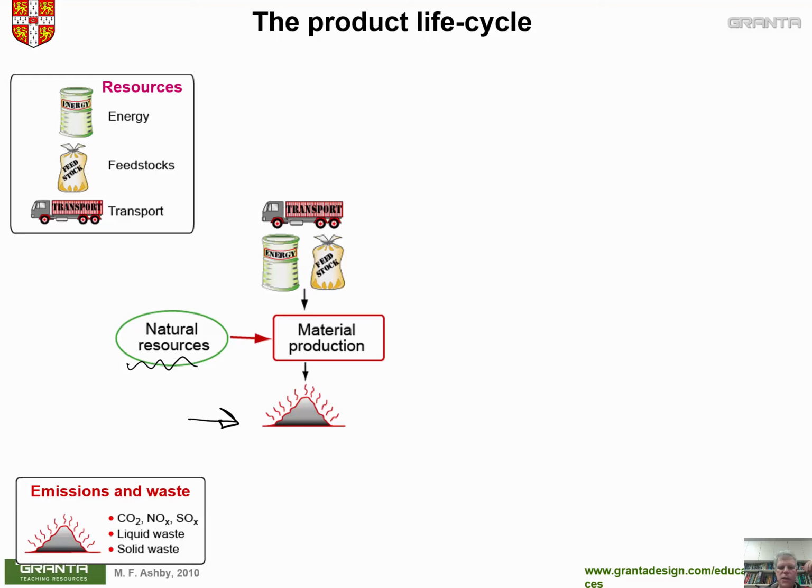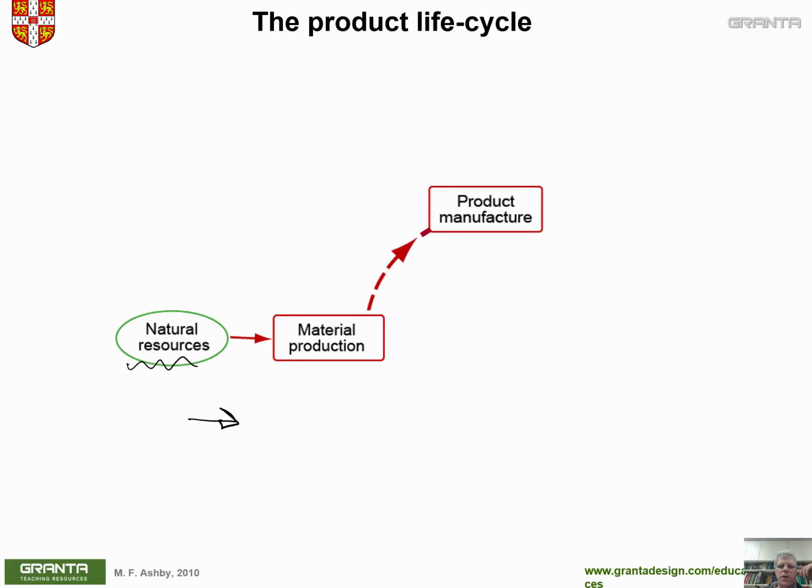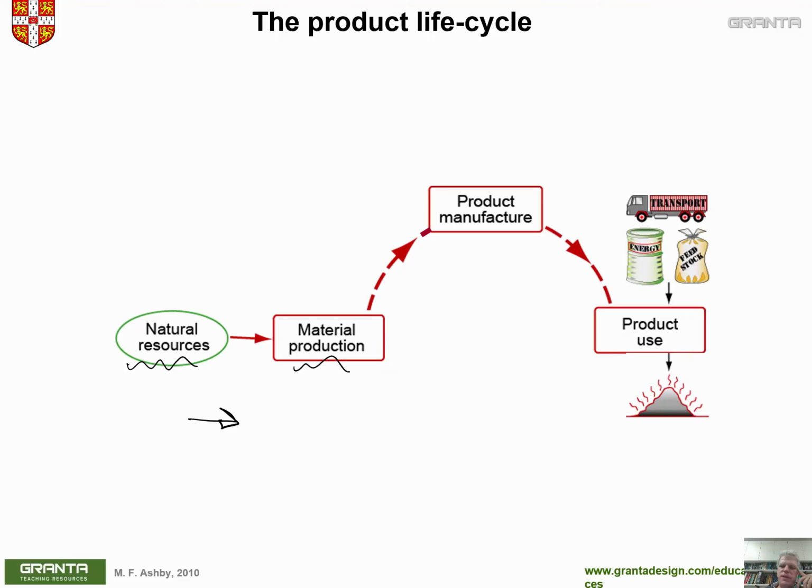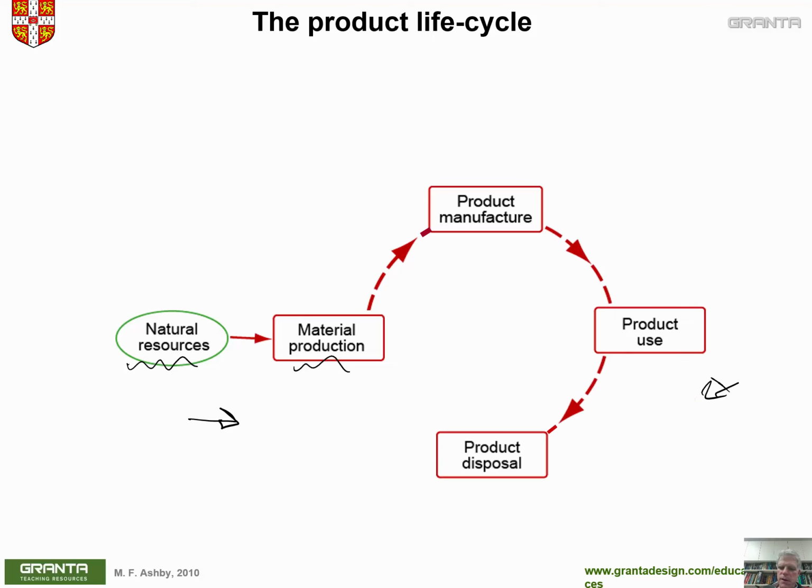So lots of waste comes out, lots of energy goes in. These are big deals. Then you make a product out of that material. Again, energy, feedstock goes in, waste comes out. And again, quite a bit. Not usually as much as you have in material production, but quite a bit comes out. You use a product, an airplane, a car. Again, energy, feedstock, things like petroleum goes in, wiper fluid, all those things go in. Waste comes out, CO2 into the atmosphere being the predominant piece of that.